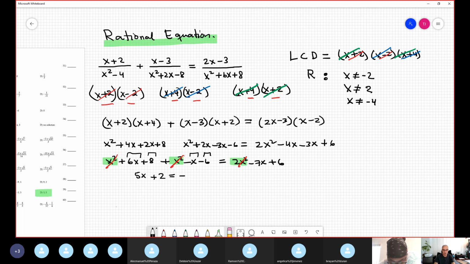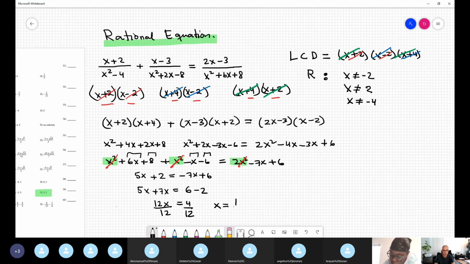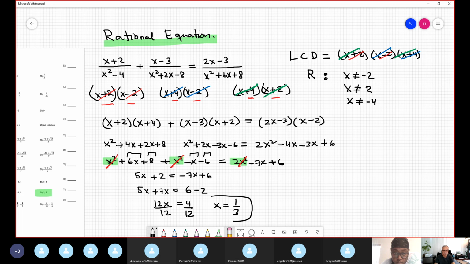In the left, we have minus 7x plus 6. So this is a linear equation. This linear equation is extremely easy. I move everything: 5x stays here, plus 7x is equal to 6 minus 2. This is 12x, and this is 4, divided by 12. x is equal, and you reduce to lowest terms, 1/3. And this is the potential solution.